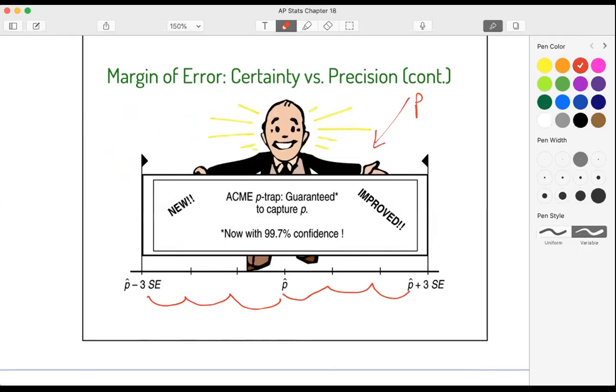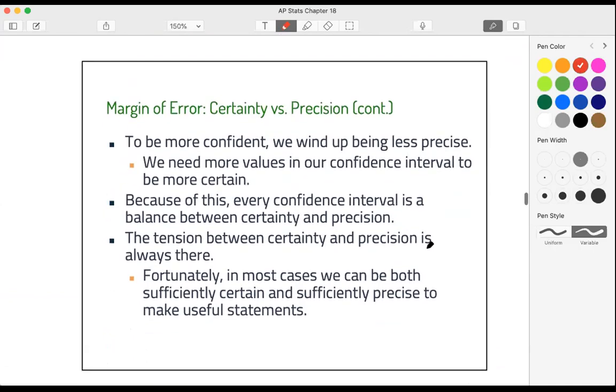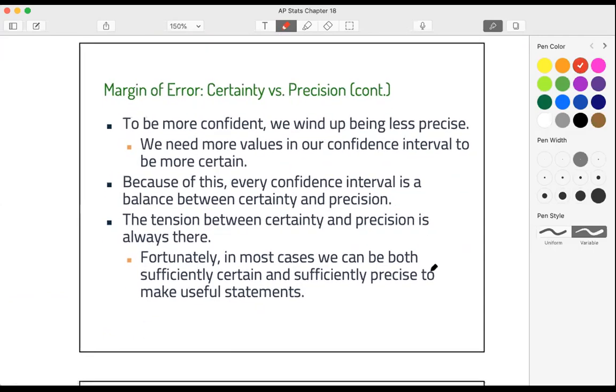Now the problem is, yes, I am more confident in my answer, but I'm less precise because I get more different values. So to be more confident, we wind up being less precise. We need more values in our confidence interval to be more certain. Because of this, every confidence interval is a balance between certainty and precision. The tension between certainty and precision is always there. Fortunately, in most cases, we can be both sufficiently certain and sufficiently precise to make useful statements.